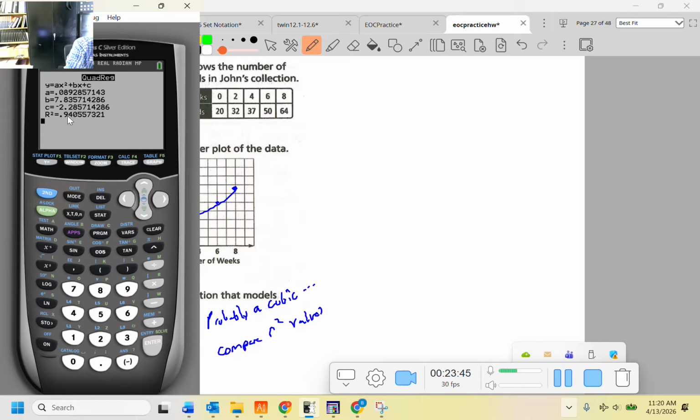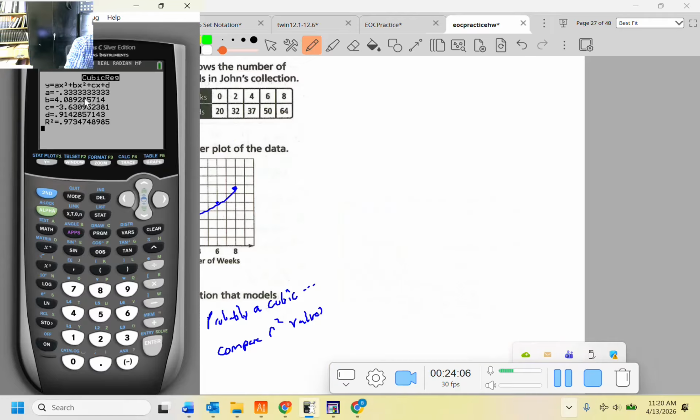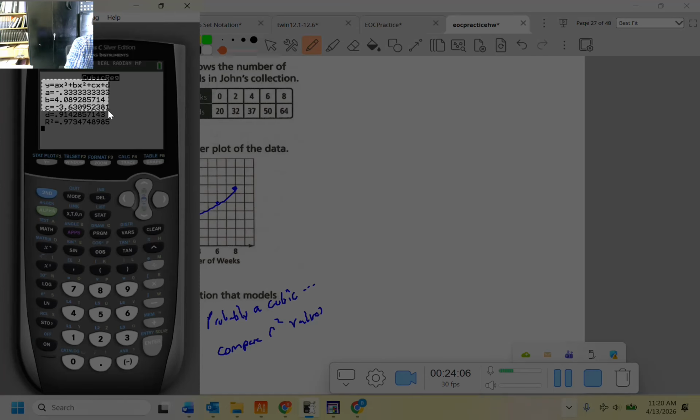The highest R squared value I saw was for my cubic. So that's the one I'm going to use. So stat, calc, cubic regression, which is a good chance on your EOC they would do a cubic if they ask you to find it. And there we go. And I just feed the formula.